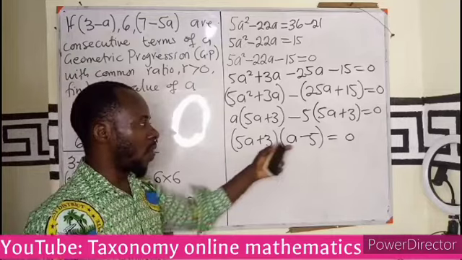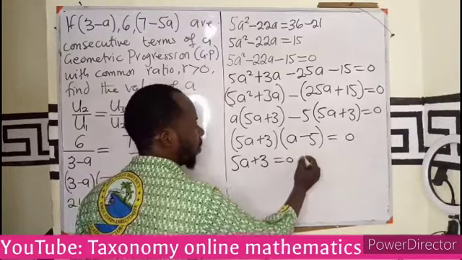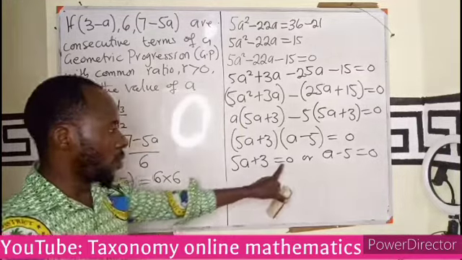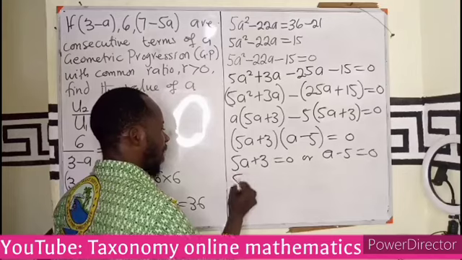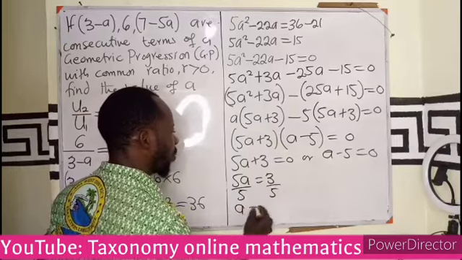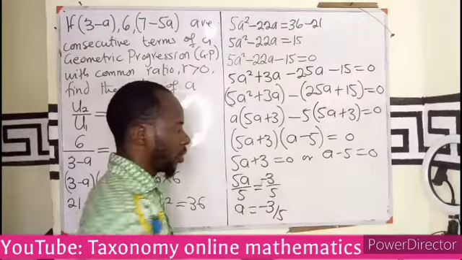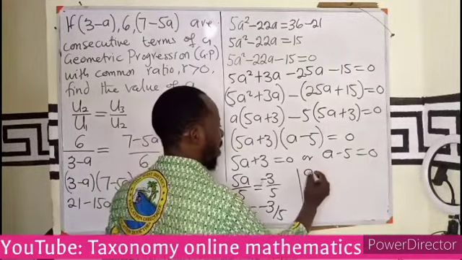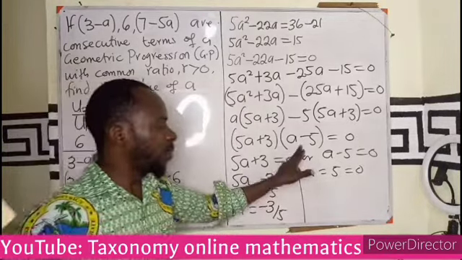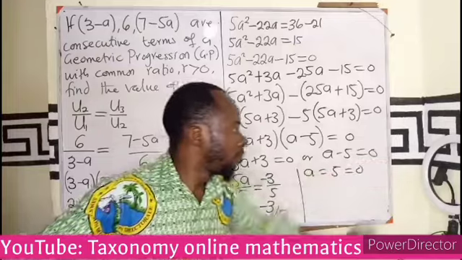So either this is 0 or this is 0. So I'll be having 5a plus 3 equals 0, or a minus 5 equals 0. This will cross. So 5a equals minus 3, divided by 5. So your a is going to be minus 3 over 5. Or better still, here we have our a equals to our positive 5. So inside this place, I'll be having a equals this minus that.